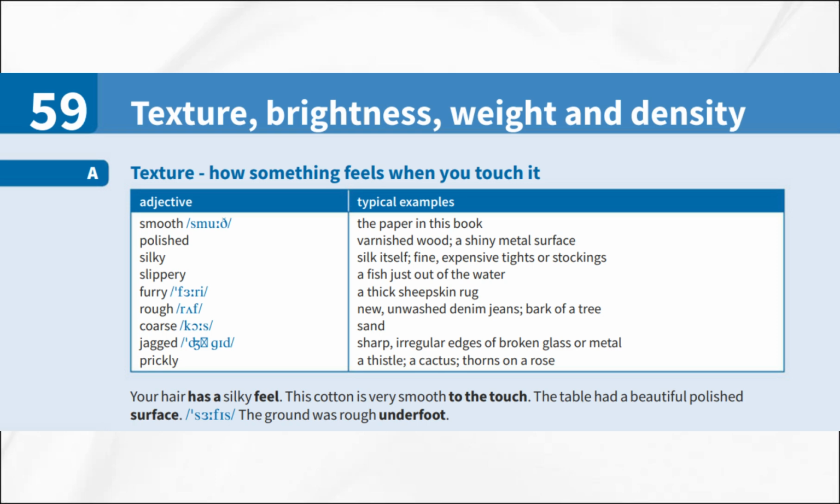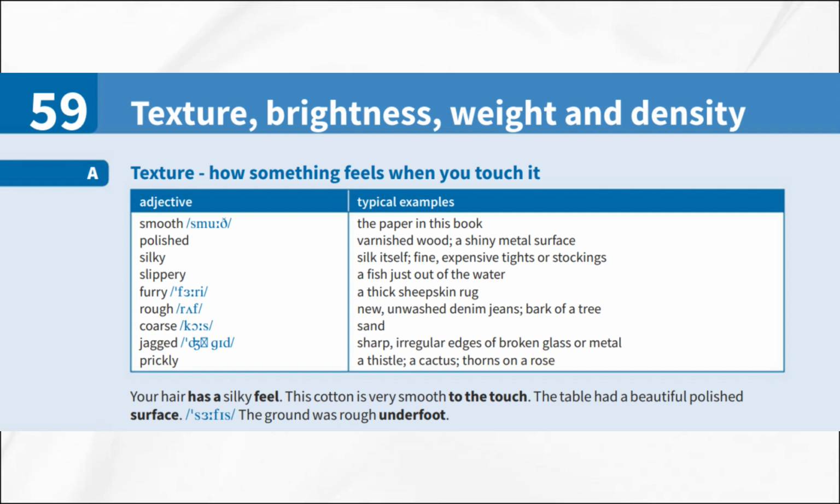Lesson 59. Texture, brightness, weight, and density. Hello, and welcome to this lesson. Today, we are going to talk about texture, brightness, weight, and density, the words we use to describe how things feel, look, and how heavy or compact they are. This is very descriptive vocabulary that will help you talk about the physical qualities of objects with precision. So, let us get started.